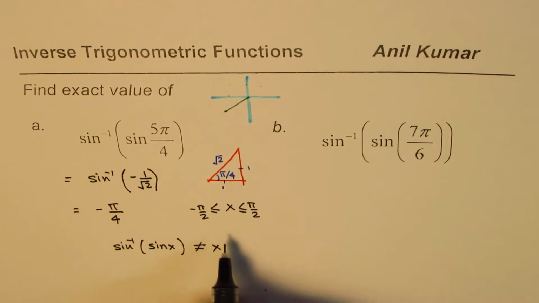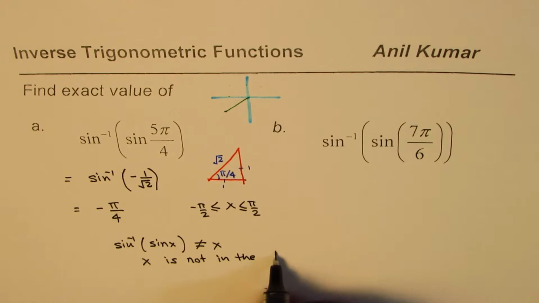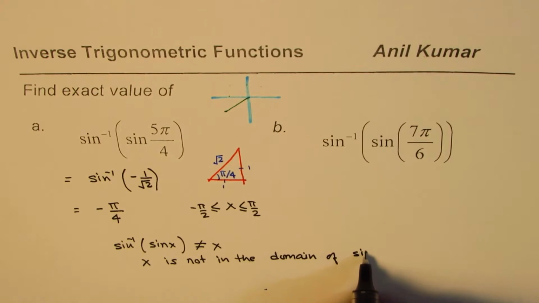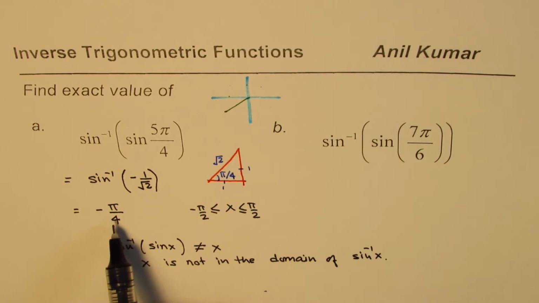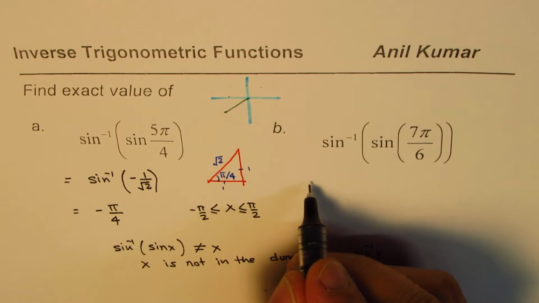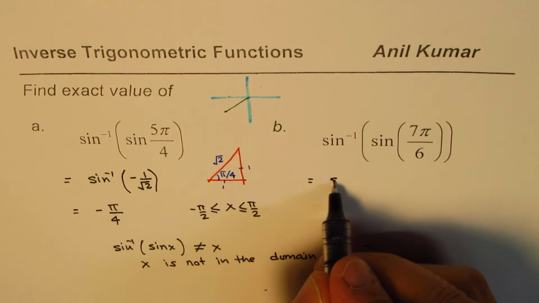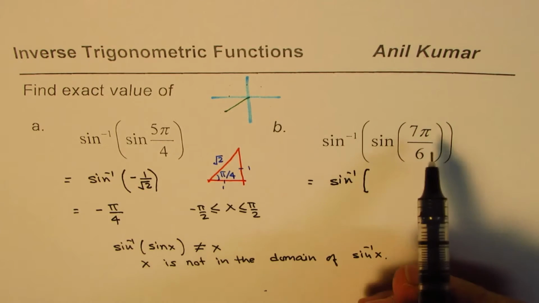Since x is not in the domain of sine inverse x, do you understand the concept, right? So we did get an answer which is different from 5 pi by 4. That is what you need to understand. So keeping that in mind, let's also do the next one, which is kind of the same. So we have sine inverse of sine 7 pi by 6, right?